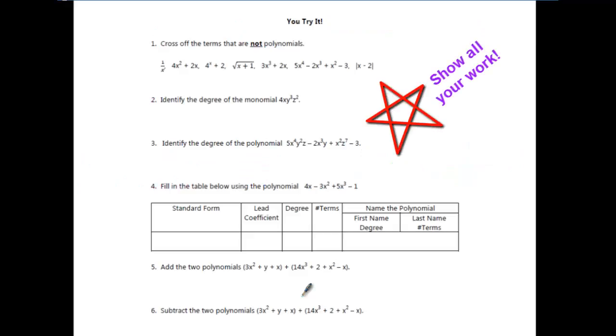Before you do your You Try It problems, there is one change I need you to make with number 6. Number 6 says subtract the two polynomials, and then I was silly and I put a plus sign in there. I need you to change that to a minus. Okay, at this point I'd like you to pause your video and give these 6 a try. I'll come back in a minute and see how you did.